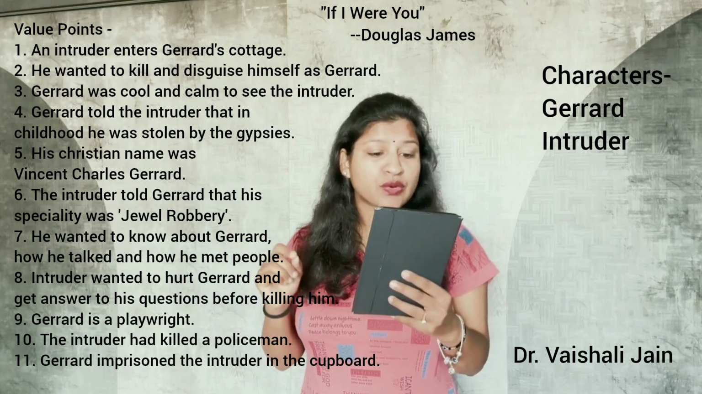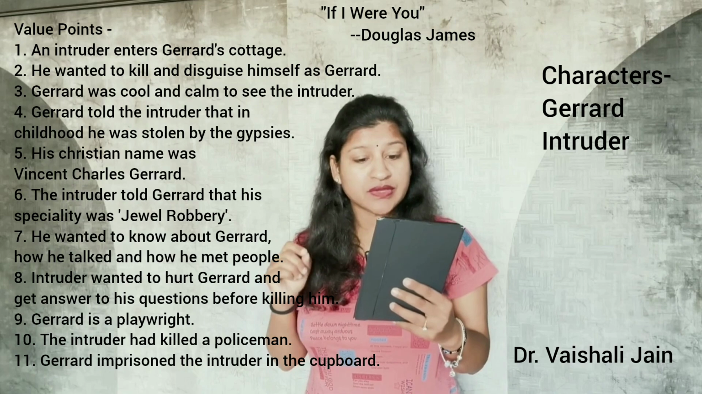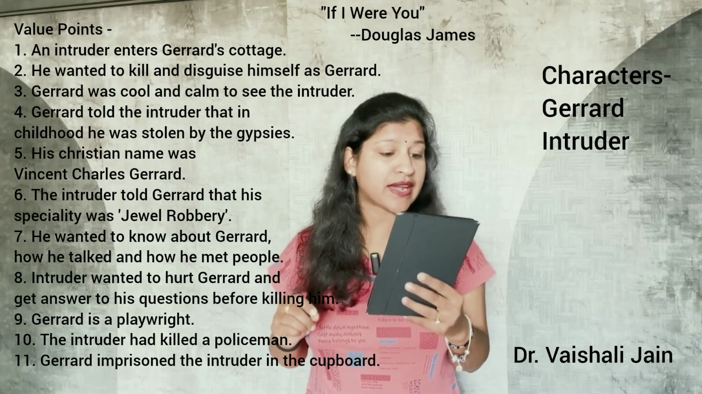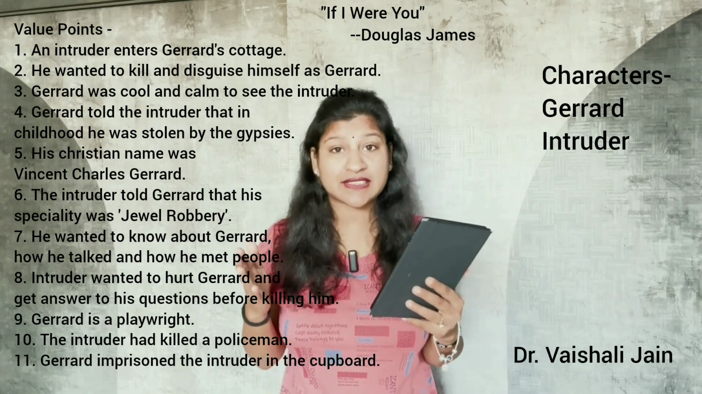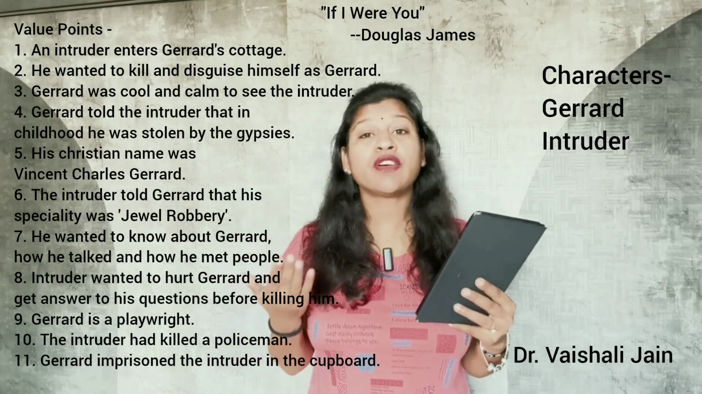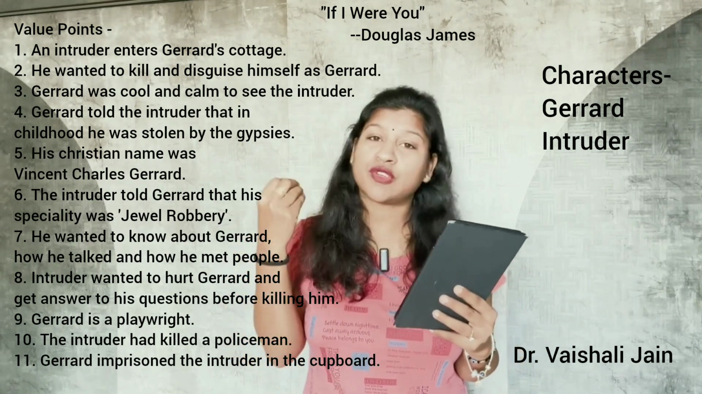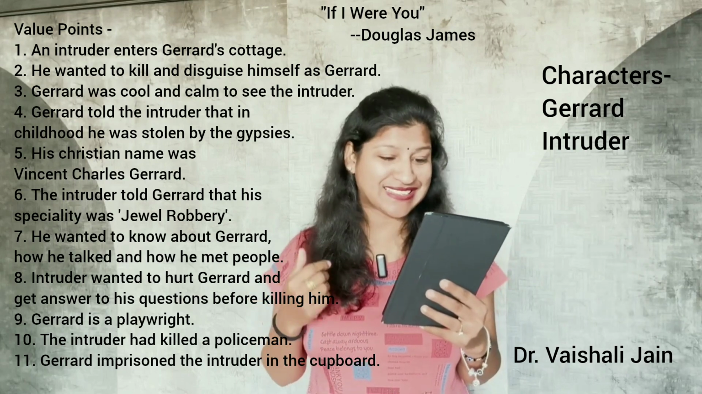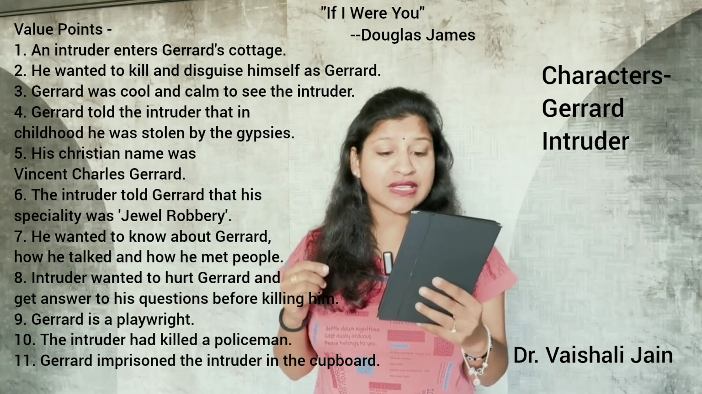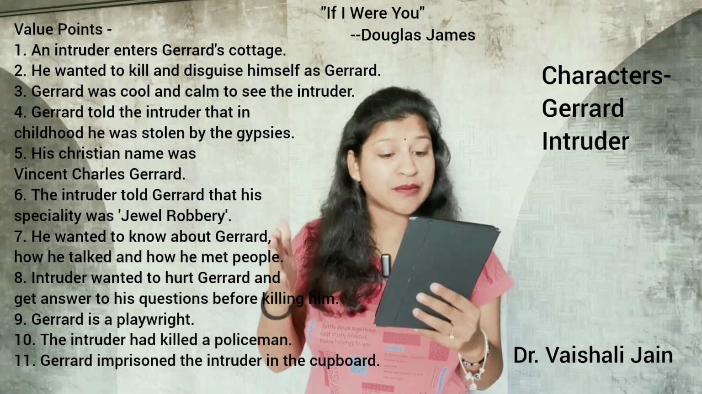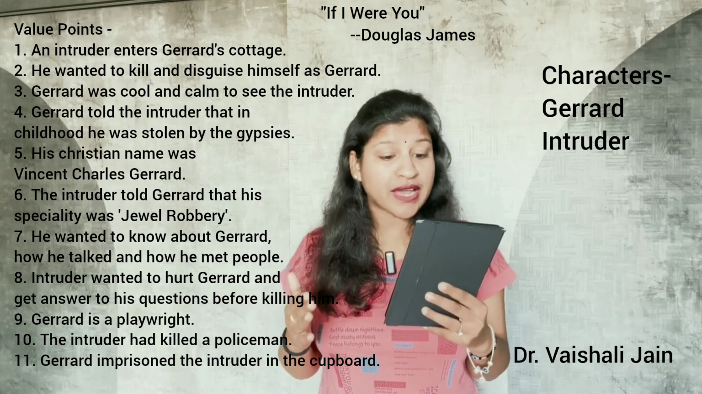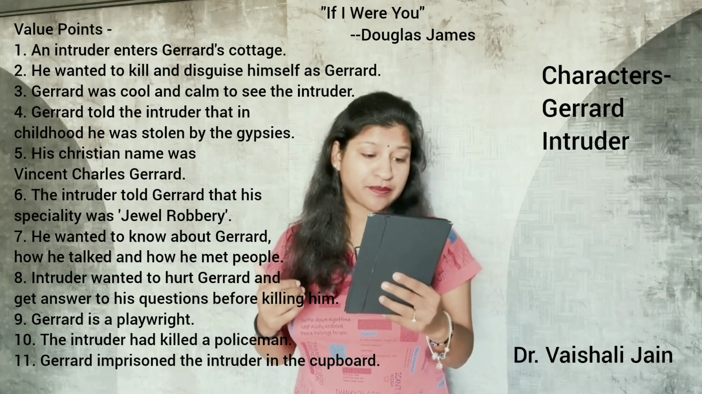Meanwhile, Gerard also inquires about the intruder's whereabouts, and the latter tells him that he is a criminal who mainly robs jewelry. Means his specialization is in the robbing of jewelry. Seriously, there is specialization in robbing too. Seriously. Further, he also killed a policeman and he wishes to take Gerard's identity by killing him so that he can evade his arrest completely.